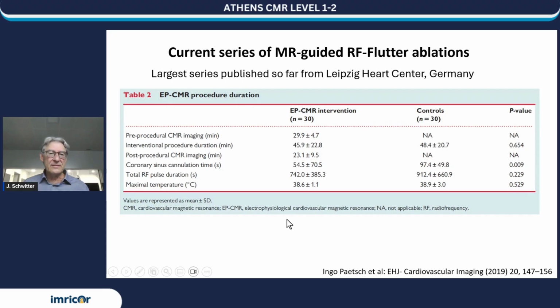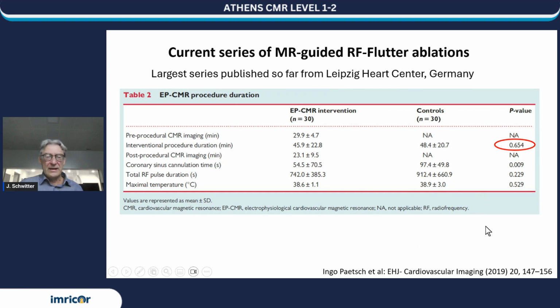And then this is the procedure characteristics of the procedure. If you do that in the MR scanner room or in the conventional room, and you see the interventional procedure time, it is not different. So it's very similar. At the moment, you are not faster, but you are more or less at the same time.